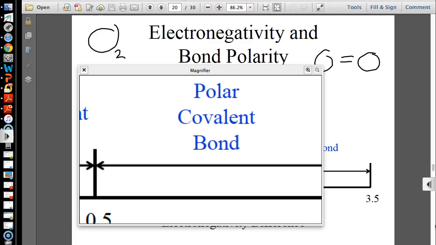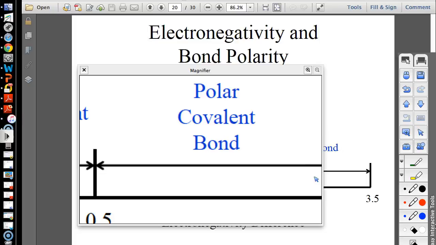You're using the chart of electronegativities in your book, and you're finding this.